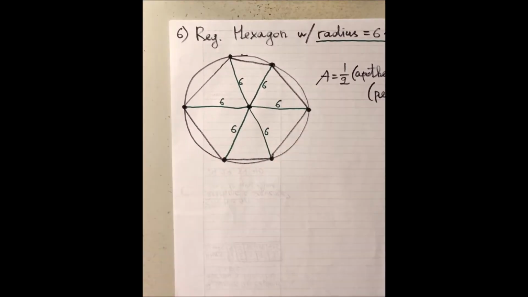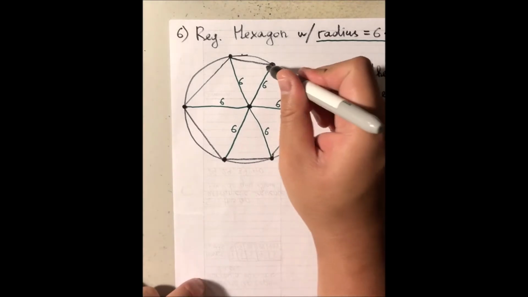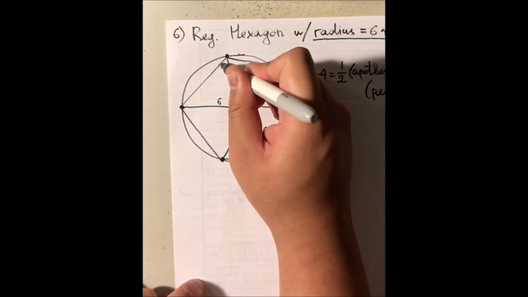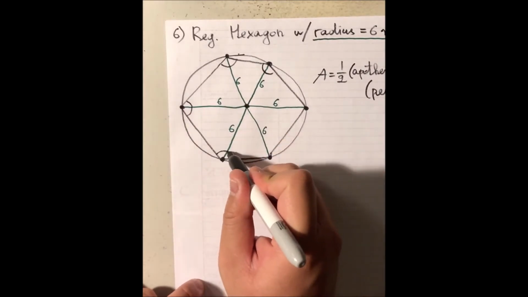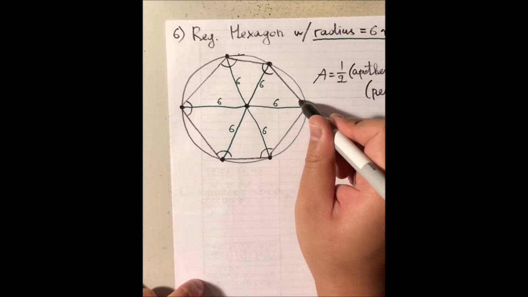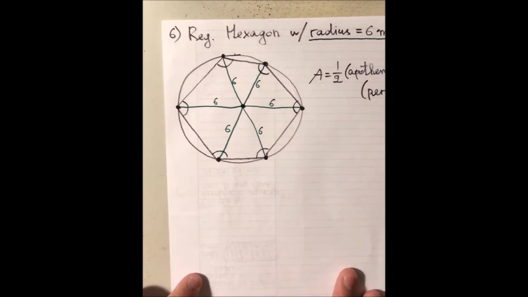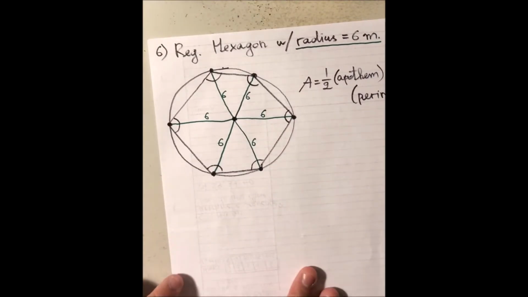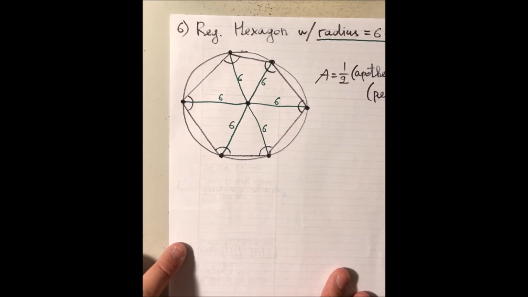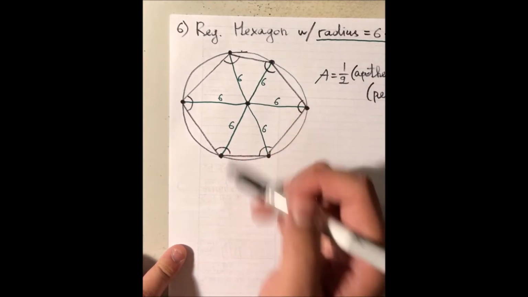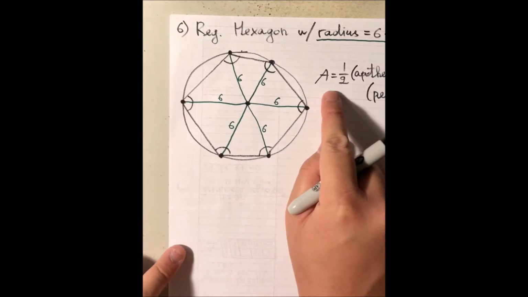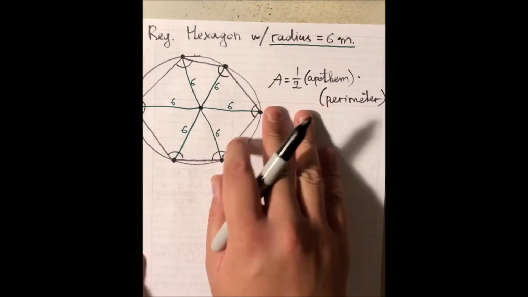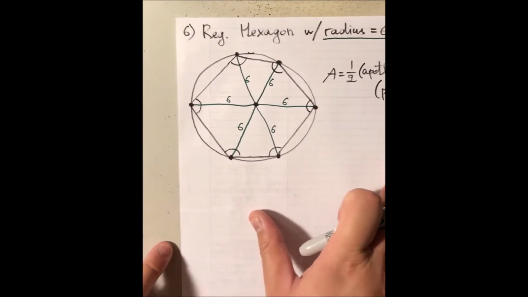Now, because this is a regular hexagon, we know that this angle has to be the same as this one, which is the same as this one. So all angles of this regular hexagon have to be the same, hence a single marking that I'm writing right there. Now we have to figure out all of the angles of each of these triangles inside this regular hexagon before we can even get started on using the formula for the area of a regular polygon.